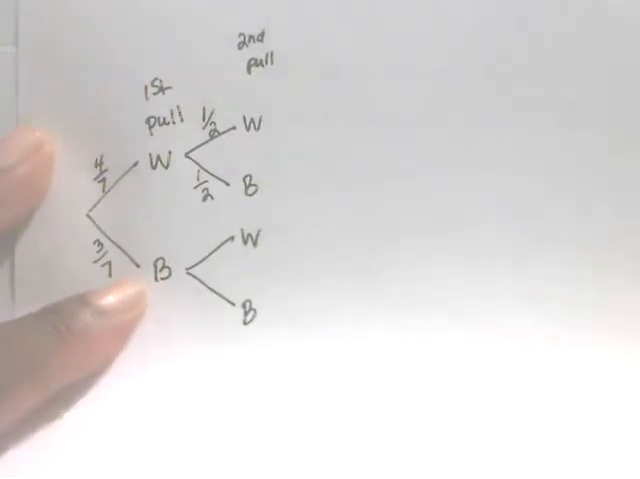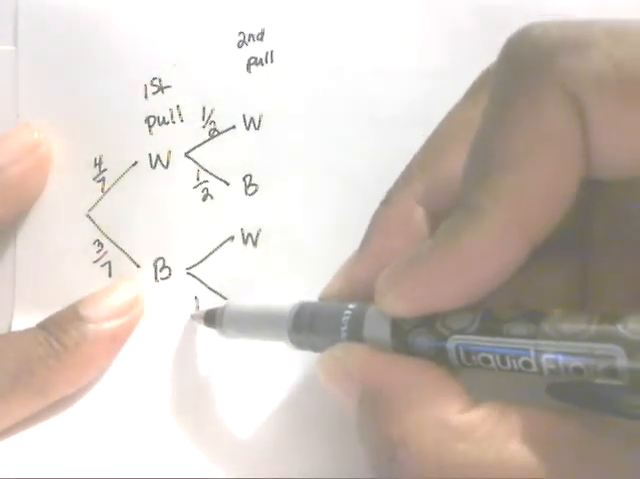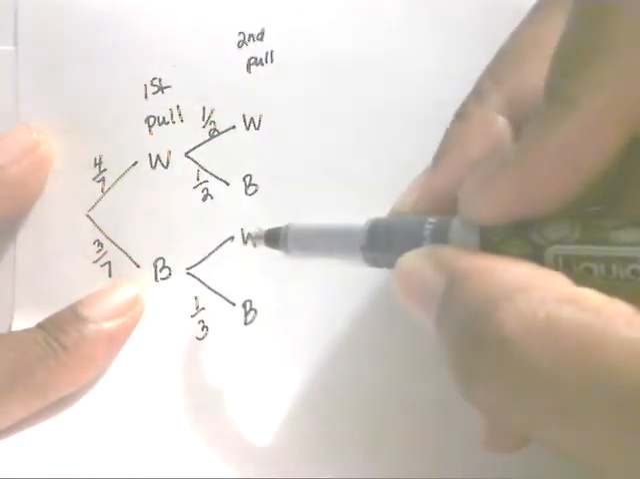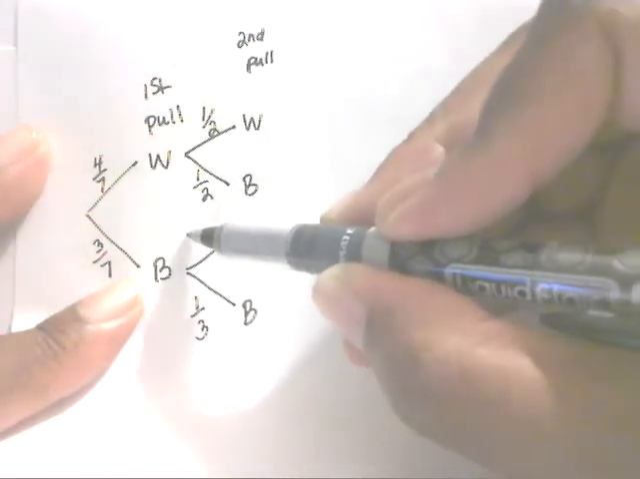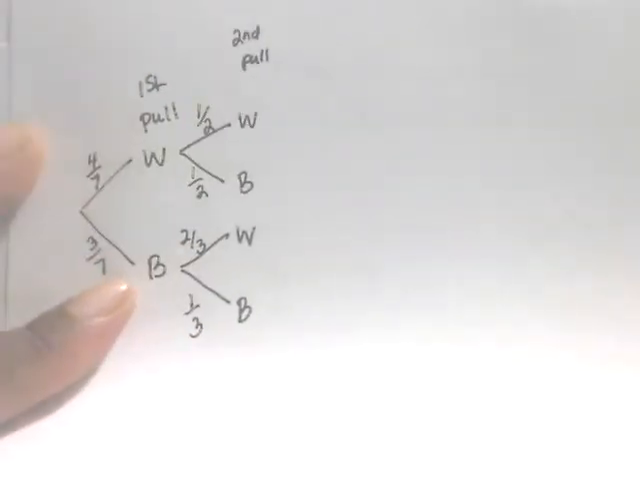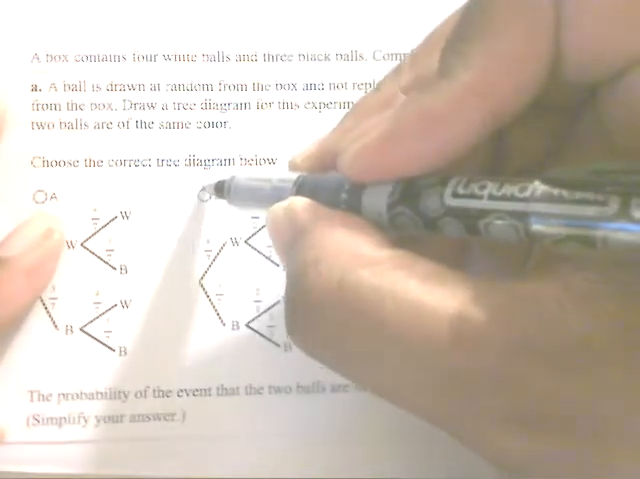Now, let's say the first pull was a black ball. So now, instead of there being 3 black balls, there are now 2 black balls out of 6. So the probability of pulling a black ball would be 2/6. But 2/6 is 1/3. And if the first pull was a black ball, that means that there's still going to be 4 white balls out of 6. So it'll be 4/6 reduced to 2/3. So this is what the tree diagram would look like. Now it might be hard for you to see on here, but it's going to be answer B.